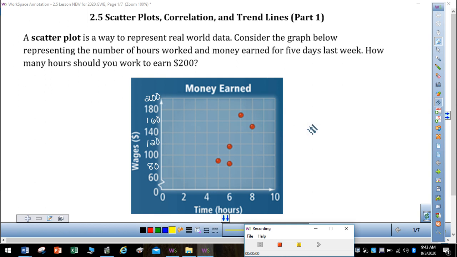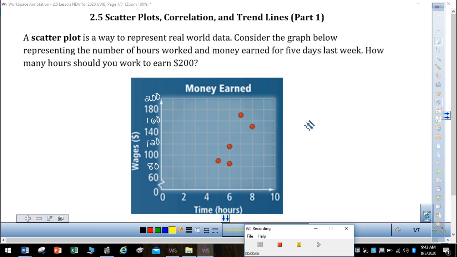In today's lesson, we're going to see how our understanding of linear functions and graphs can help us understand some real-world situations. We're going to start by looking at a scatter plot. A scatter plot is just a way to represent real-world data. Now, not very often will real-world data fall on a perfect line.